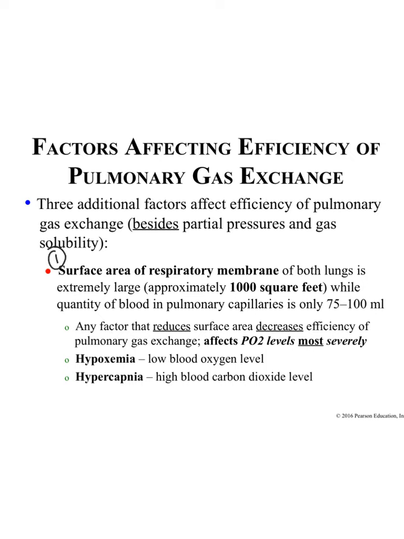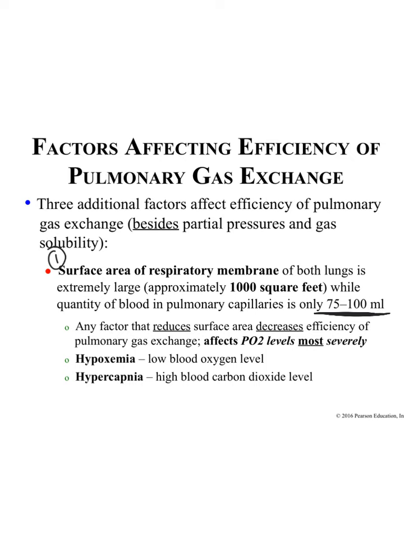Because of the millions of very tiny alveoli that we have in our lungs, we have a large surface area, about 1,000 square feet, with which you can exchange gases. The alveoli don't all have to be open. Pulmonary capillaries are basically the limiting factor here, 75 to 100 milliliters. Anything that decreases the surface area will decrease the ability for the gas to be exchanged.